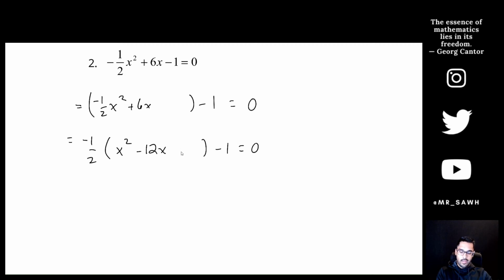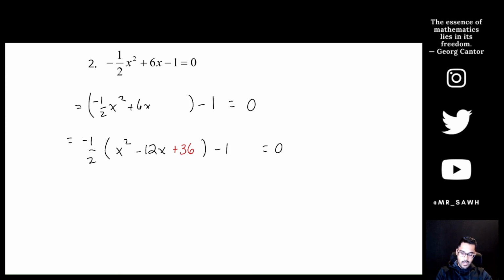Think about the number you have to add to complete your square. Take your 12 x's, cut them in half again, split them into those two groups, and then square it. So 12 over 2 is 6, square 6, and you get plus 36. Now this time, the same rules are true.